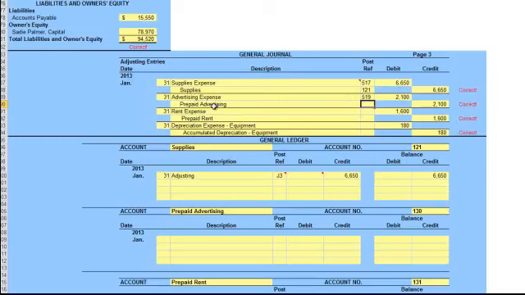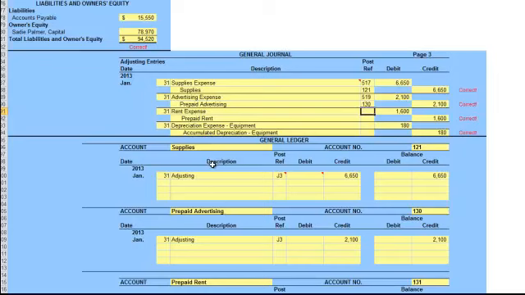All right, I'm ready to credit prepaid advertising. So I'm going to put in the 31st, adjusting, J3. I'm crediting prepaid advertising for $2,100, and I bring over my balance. Then I take account 130 back to the posting reference column to show that I've posted that amount to account 130. All right, and I could finish posting these, but we'll stop there.